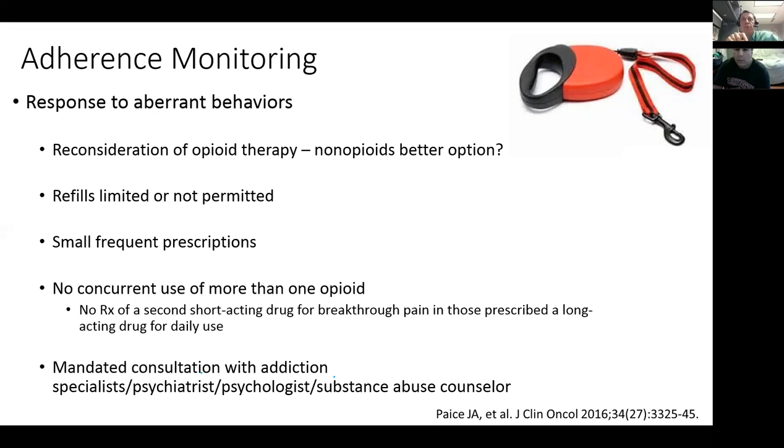They are only prescribed a long-acting drug for daily use. And in this situation, most oftentimes we will go to dispensing one transdermal fentanyl patch every 3 days, where they come in, they get their patch put on, they leave, they come back to the clinic, that patch needs to be intact. We take the patch off, we dispose of it in the clinic, we put a new patch on. So very tight control where they have limited to almost no access to the opioid.